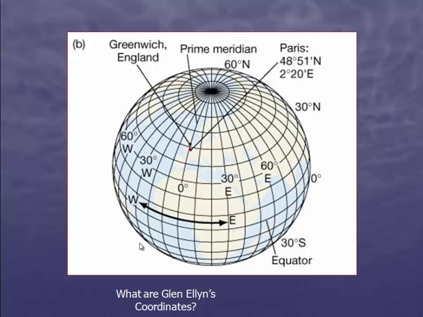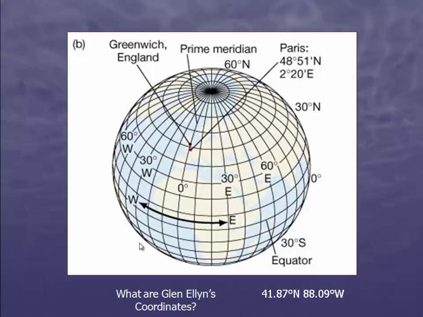At the bottom here I have a question. What are Glen Ellen's coordinates? Glen Ellen, the location of campus. And yes, hopefully you know we're north of the equator. We are west of the prime meridian, so we would be measuring either in negative degrees longitude or degrees west. And it just so happens that Glen Ellen is about 42 degrees north, 88 degrees west.